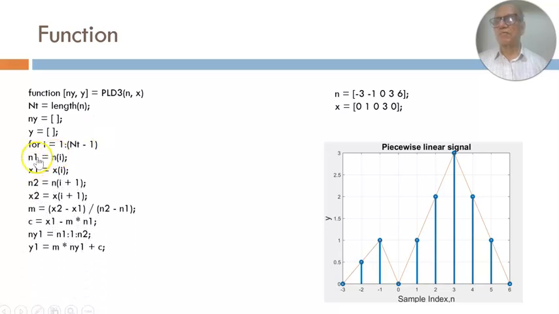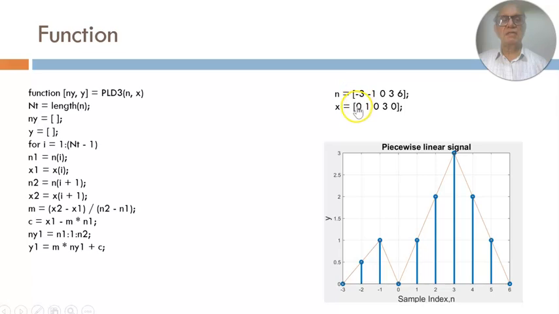So what do you do? For i equal to 1 to nt minus 1. Why nt minus 1? Because remember, we have said that if we have 5 values here, then you will get 4 segments or 4 straight lines. And you want to generate the equations for the 4 straight lines separately and then concatenate all the points. That is what you want to do. That is why this is nt minus 1. Then what do you do?